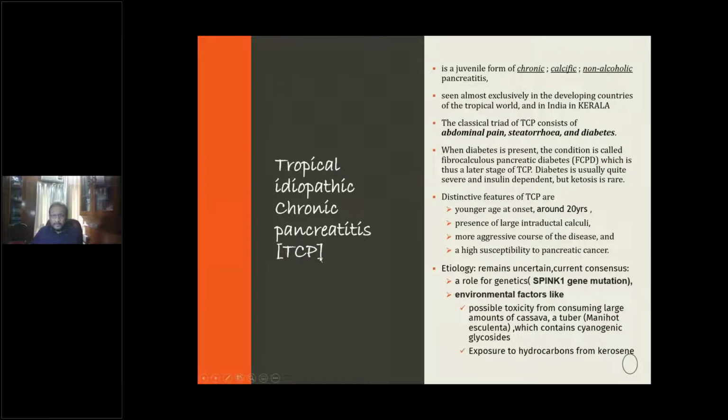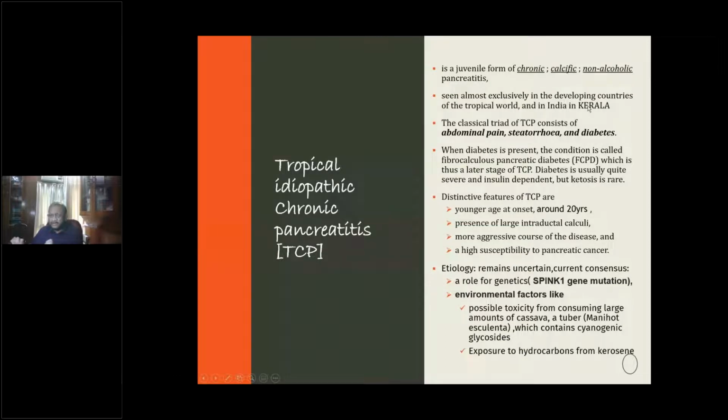Why tropical idiopathic pancreatitis? Because this is a common scenario in the southern part of India. It's a juvenile form of chronic, calcific, non-alcoholic pancreatitis. All three terms are very, very important. It has to be chronic, it has to be calcific, with a lot of calcification, and there is no history of alcohol. It occurs almost exclusively in developing countries of the tropical world, in India, in Kerala.